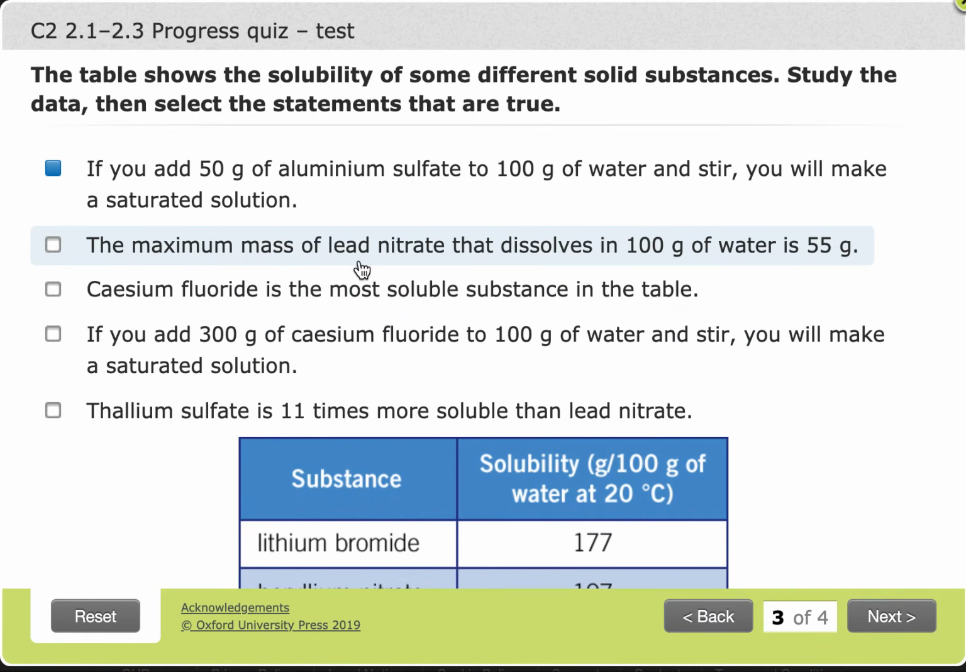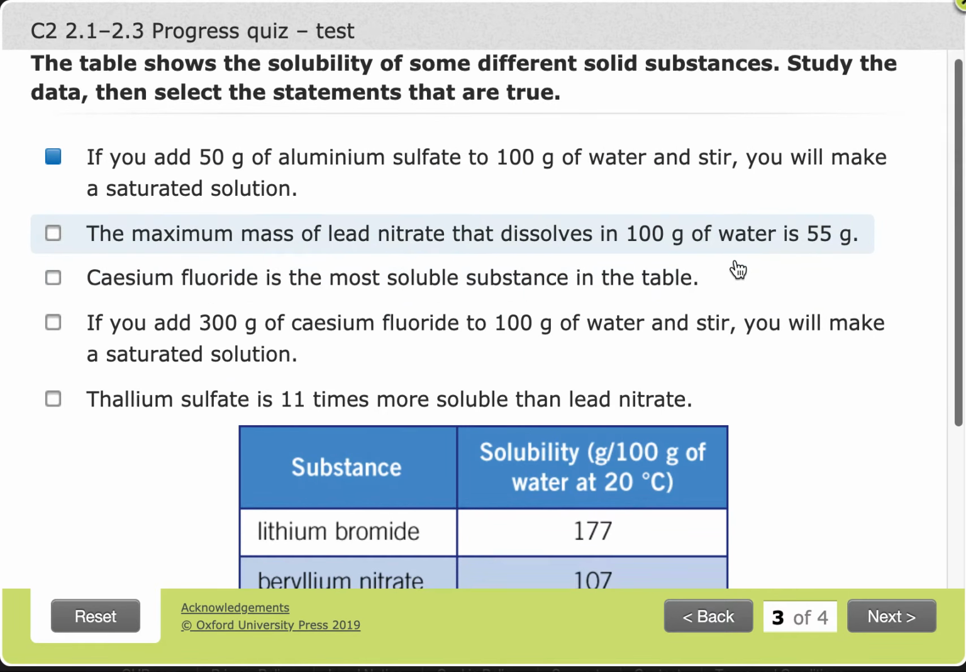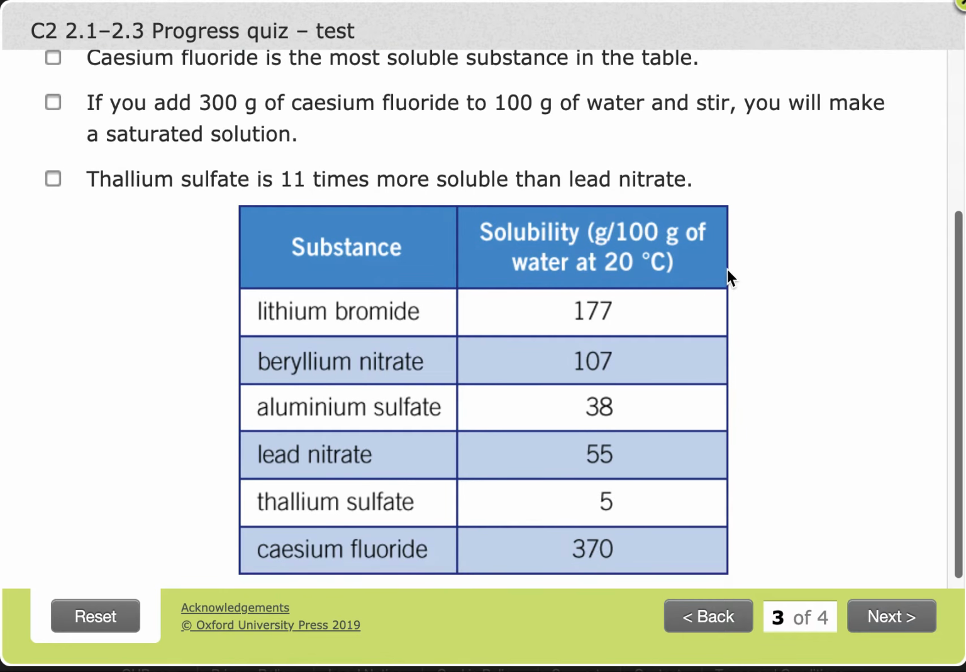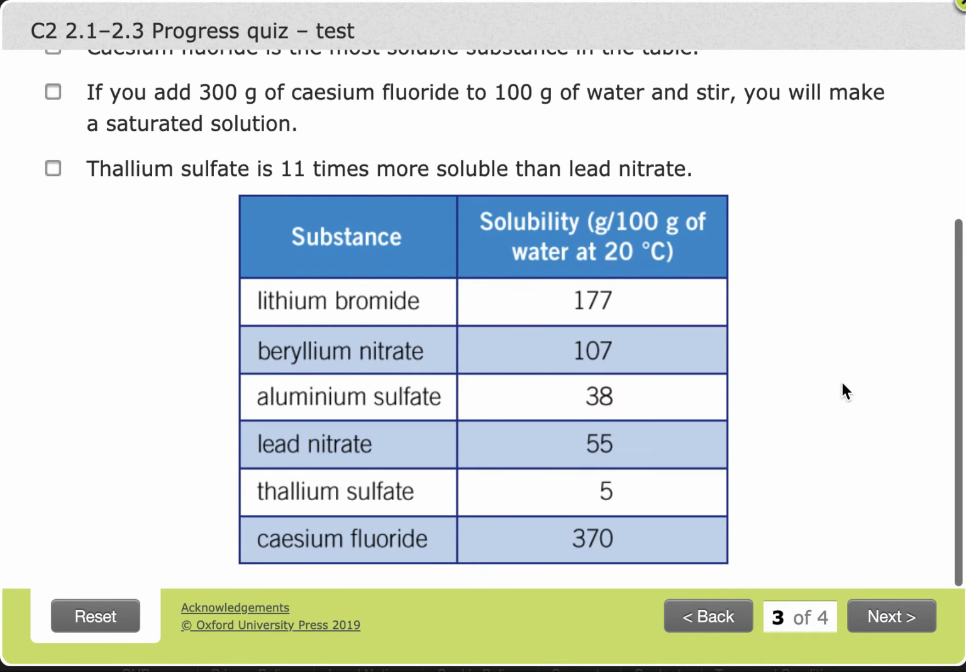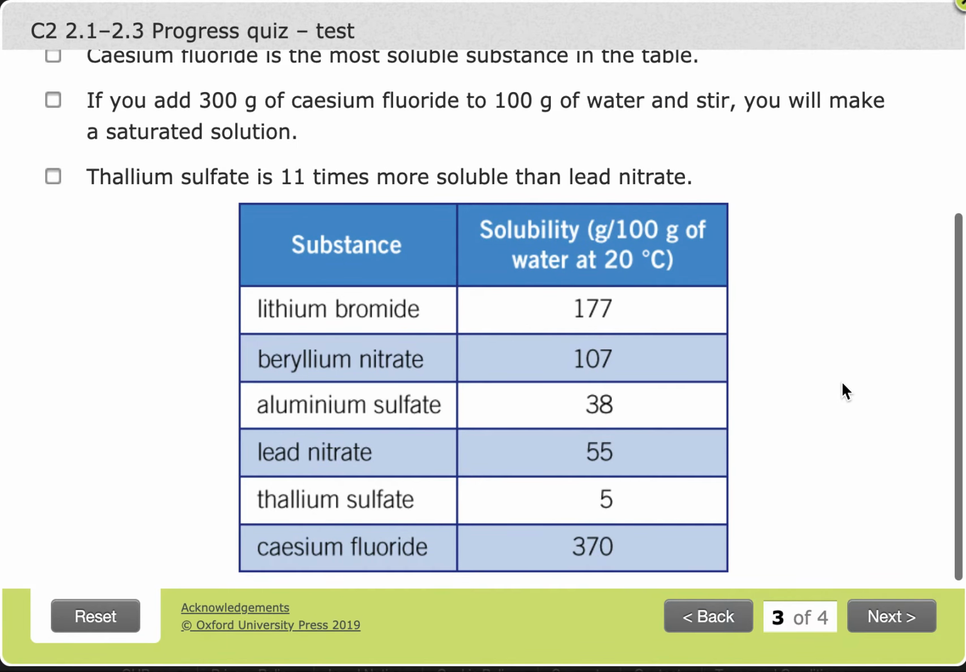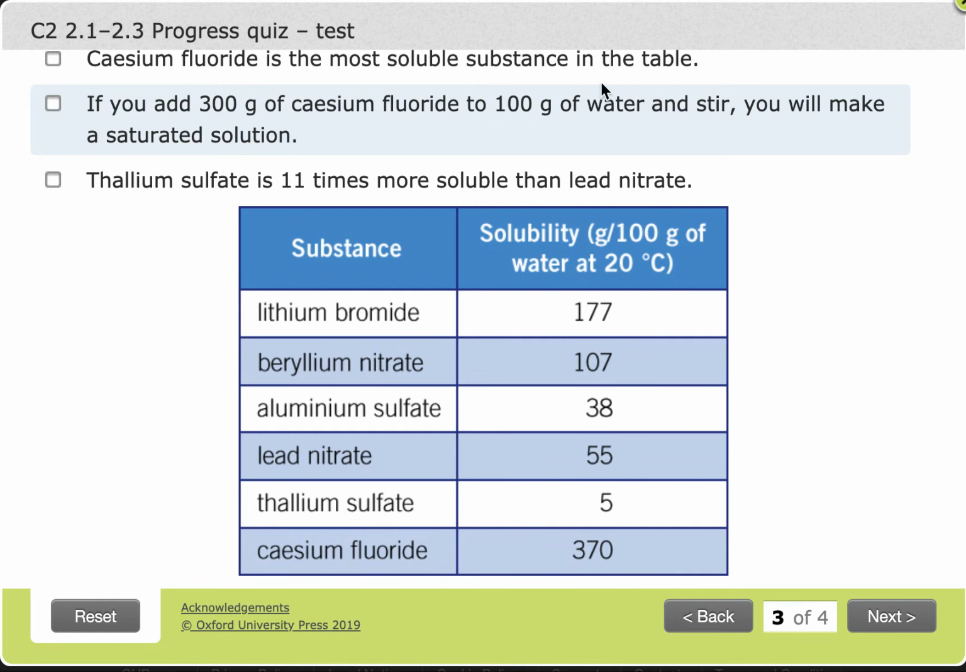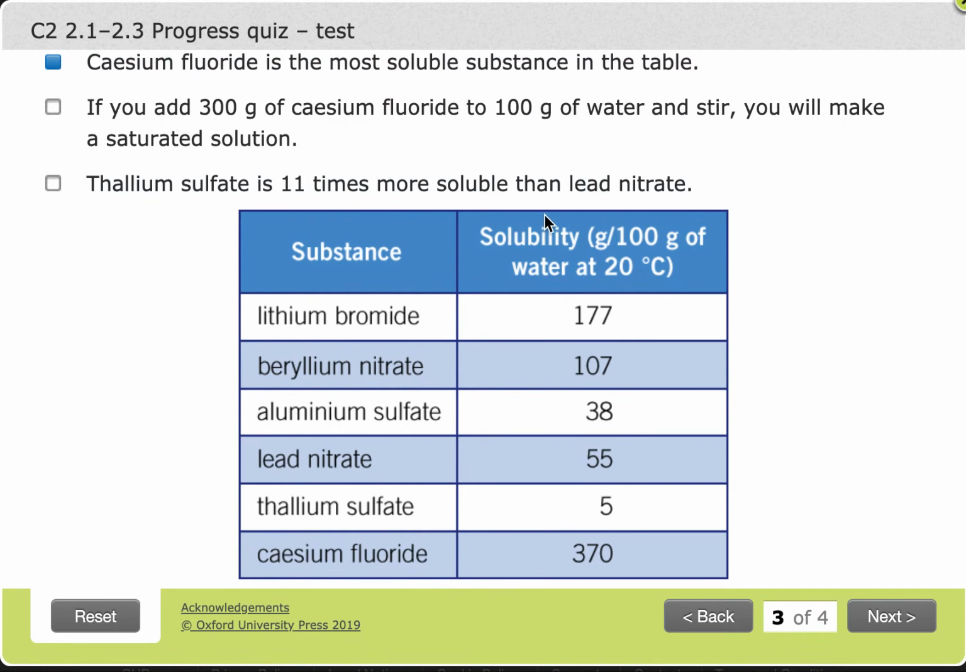The maximum mass of lead nitrate that dissolves in 100 grams of water is 55. Well, we've got a solubility of 55, which means that the maximum amount of lead nitrate that I can dissolve in 100 gram water is 55 grams. Let's look at the bottom. Cesium fluoride is the most soluble substance in the table. Comparing all these numbers, it's definitely the one where we can dissolve the most, and therefore it is the most soluble.